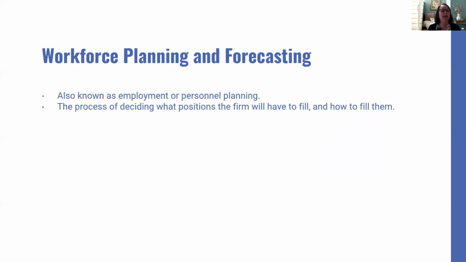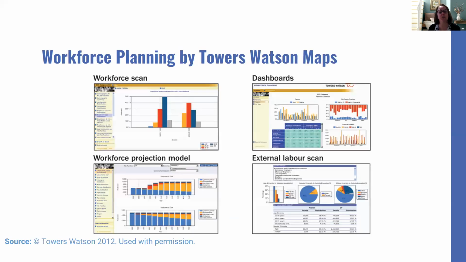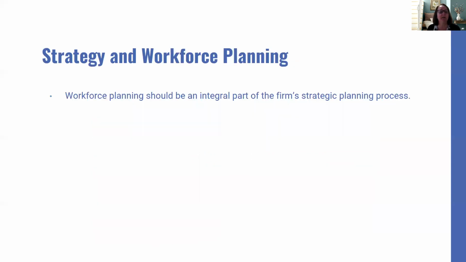So workforce planning and forecasting, also known as employment or personnel planning, is a process of deciding what positions the firm will have to fill and then how to fill them. And the exercise you did yesterday is similar to this kind of concept. So companies will use dashboards to try to forecast and try to predict what their needs are going to be and try to keep track of that. So it should be an integral part of the firm's strategic planning process.